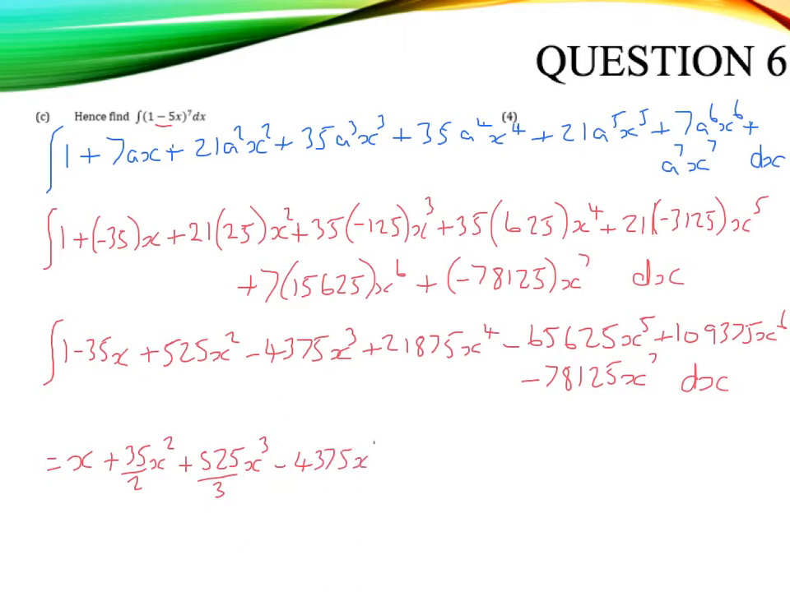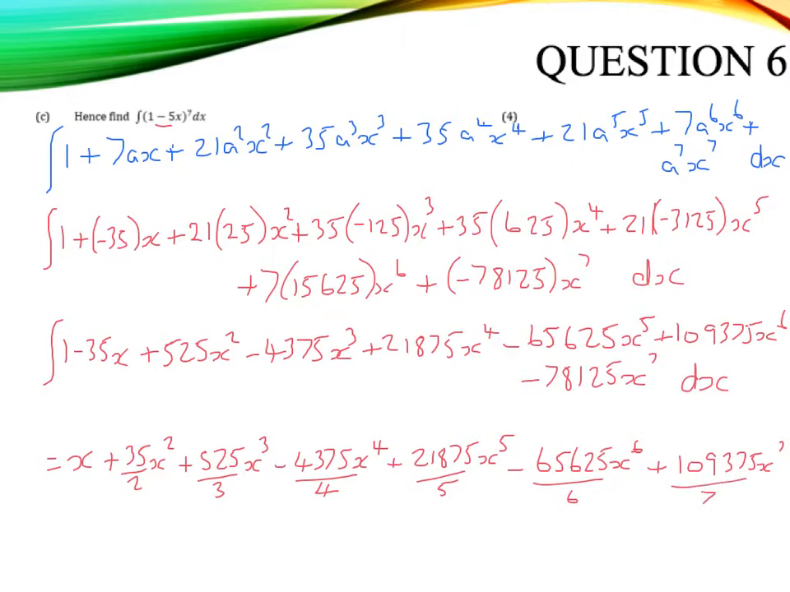4375 x to the 4 over 4 plus 21875 x to the 5 over 5 minus 65625 x to the 6 over 6 plus 109375 x to the 7 over 7 minus my last term 78125 x to the 8 over 8.